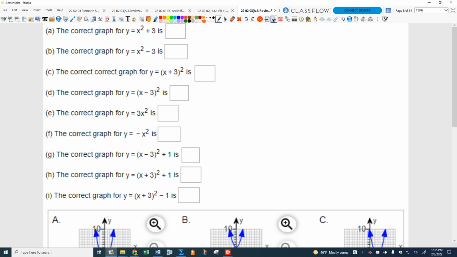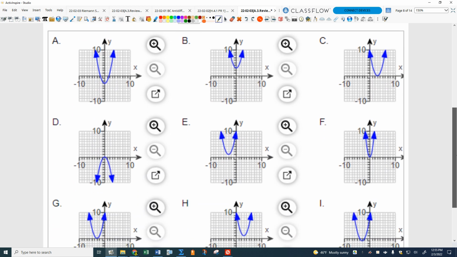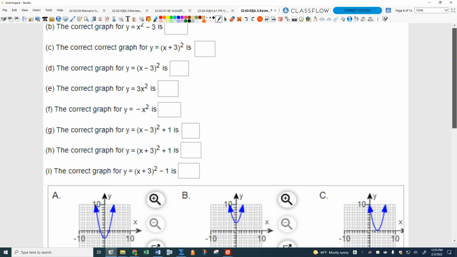Okay, what about these? So now we want to pick the correct graph from this list of graphs for each one of these. Okay, what about this guy? What's our parent graph for all of these? X squared, right? We're comparing them to x squared. So what did we do in part A? Yeah, we're going up 3, aren't we? Because that's where k is 3, so we're going up 3. So which one of these graphs then corresponds to up 3? B does.